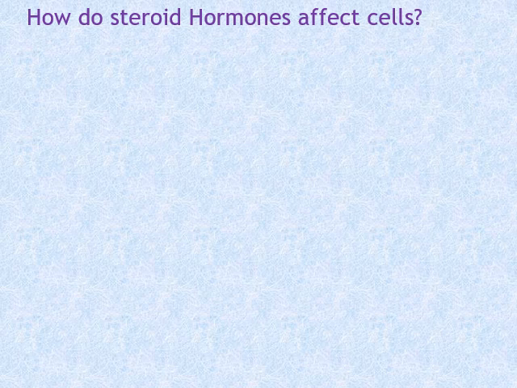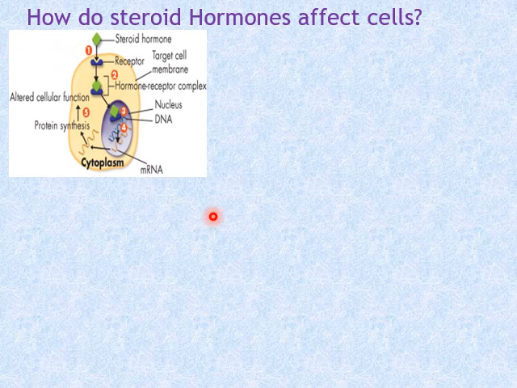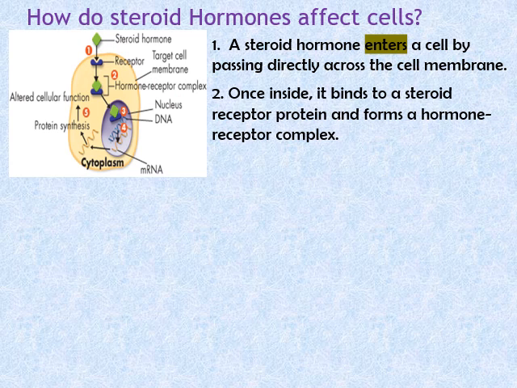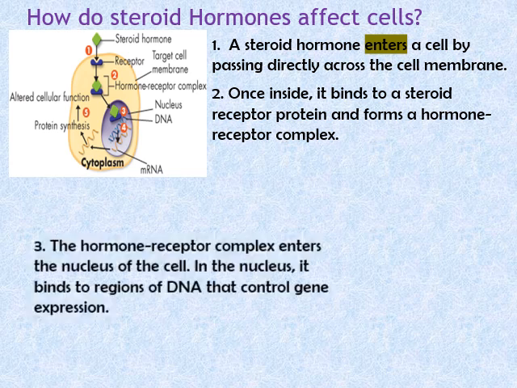How do steroid hormones affect cells? The diagram on the left here illustrates how steroid hormones affect cells. A steroid hormone enters a cell by passing directly across the cell membrane, as you can see here. Then it binds to a steroid receptor protein and forms a hormone receptor complex. After passing through the cell membrane, it binds to a receptor and forms a hormone receptor complex.